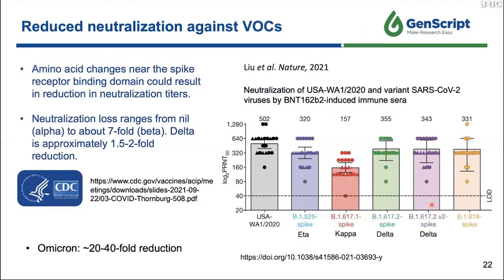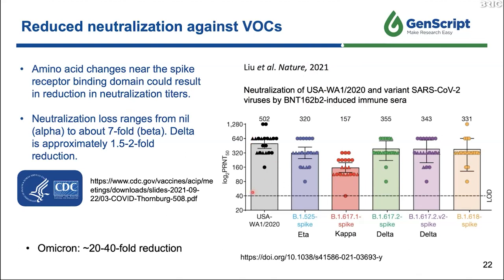This is because for variants of concern, there could be amino acid changes near the spike receptor binding domain, which could result in a reduction in neutralization. According to this study published in Nature, it investigated the neutralization of the wild type and also variants by Pfizer vaccinated samples.